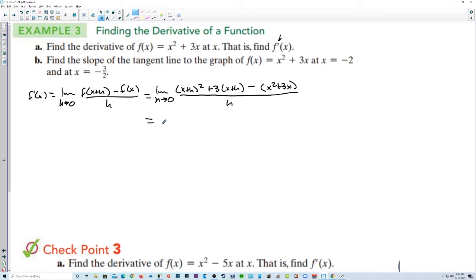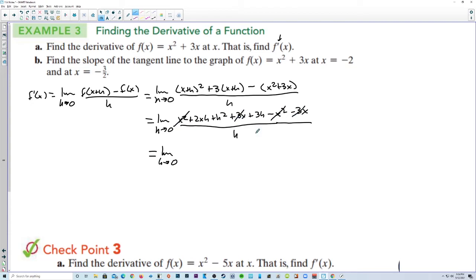Well, now we're doing the exact same thing, except we're not using values. We're just using the letters, x. Limit as h approaches 0 of x squared plus 2xh plus h squared plus 3x plus 3h minus x squared minus 3x, all over h. The x squareds are gone, the 3x's are gone, and what we're left with is 2xh plus h squared plus 3h, over h. Now we can factor the h out of the top, cancel with the h in the denominator, and we're left with 2x plus h plus 3. Then when we plug 0 in for h, we're left with 2x plus 3.